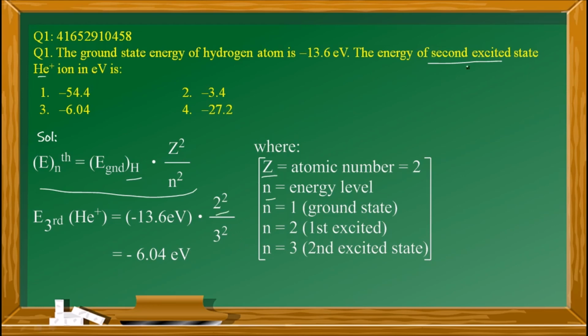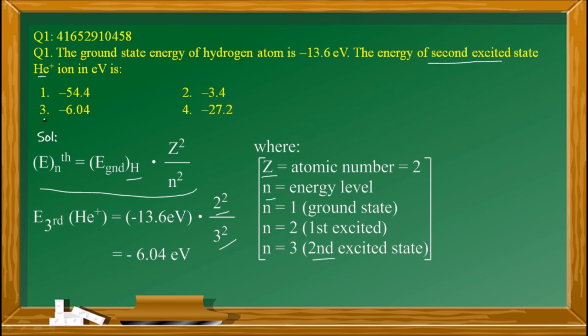They are asking the second excited state. Dear friends, when the atom is at ground state, N is 1. N equal to 2 is the first excited state. If it is the second excited state, then N is 3. So substitute these. E3 of helium plus equals minus 13.6 electron volts into 2 square by 3 square, that is 4 by 9 into minus 13.6 electron volts. If you multiply this, you will get minus 6.04 electron volts.